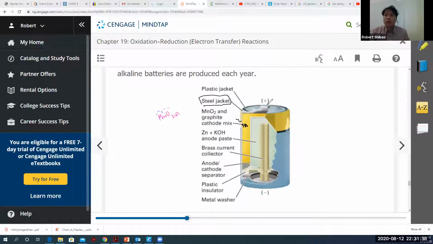Okay, what's pulling on the electrons from the cathode? What's pulling on the electrons from the cathode is the MnO2. But where are those electrons coming from? Those electrons are coming from the anode. And so the anode here is a brass current collector. Where's the anode? Oh, anode's zinc. So, here. And then we have some KOH alkaline in there. There's other stuff, so it's a bit more complicated than what I made it out to be, but I don't think we need to get into all the details for this.